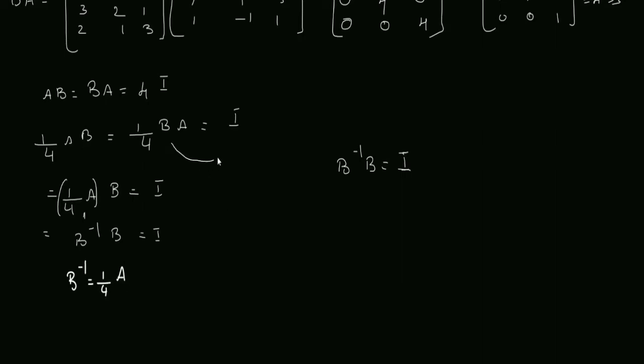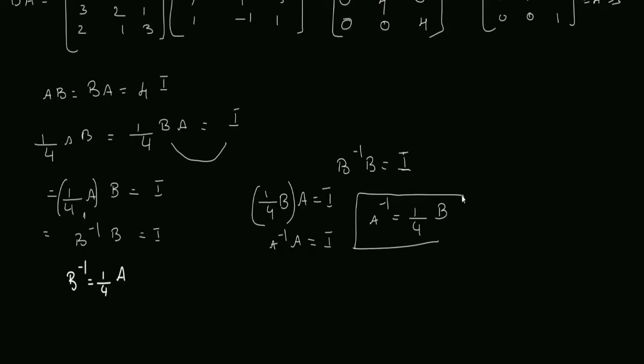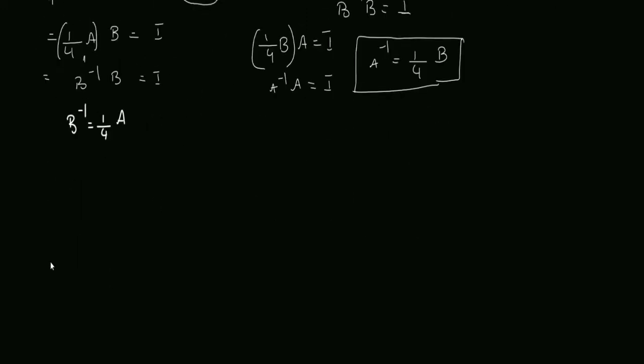Similarly, just equate these two. 1 by 4 B into A is equal to I. This means this is nothing but A inverse, since A inverse into A is I. So we get A inverse is equal to 1 by 4 into B. Okay. So now we have found A inverse, and we have found B inverse also.